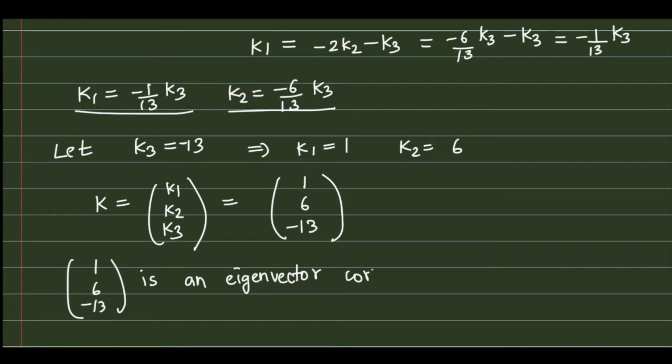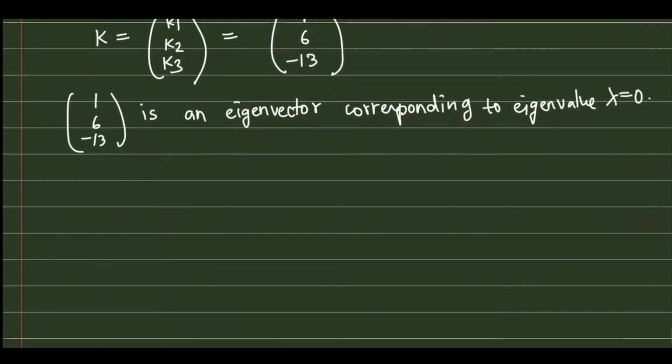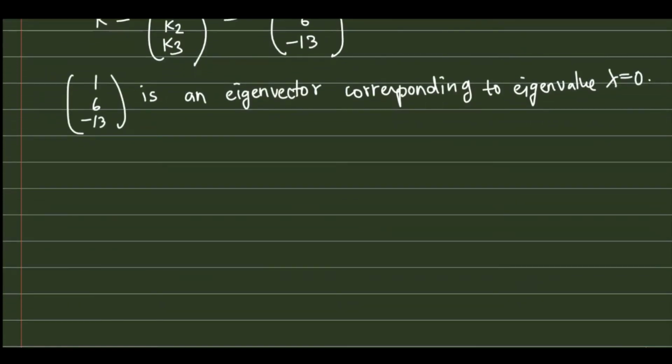corresponding to the eigenvalue lambda equal to 0. So we have found the eigenvector corresponding to the eigenvalue lambda equal to 0. Now we will see case 2, when lambda equal to minus 4.